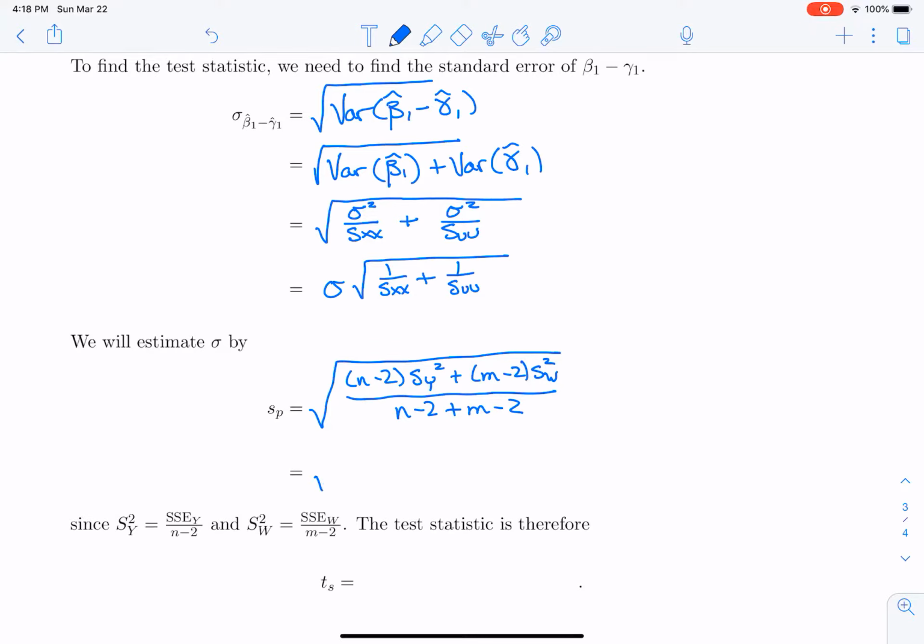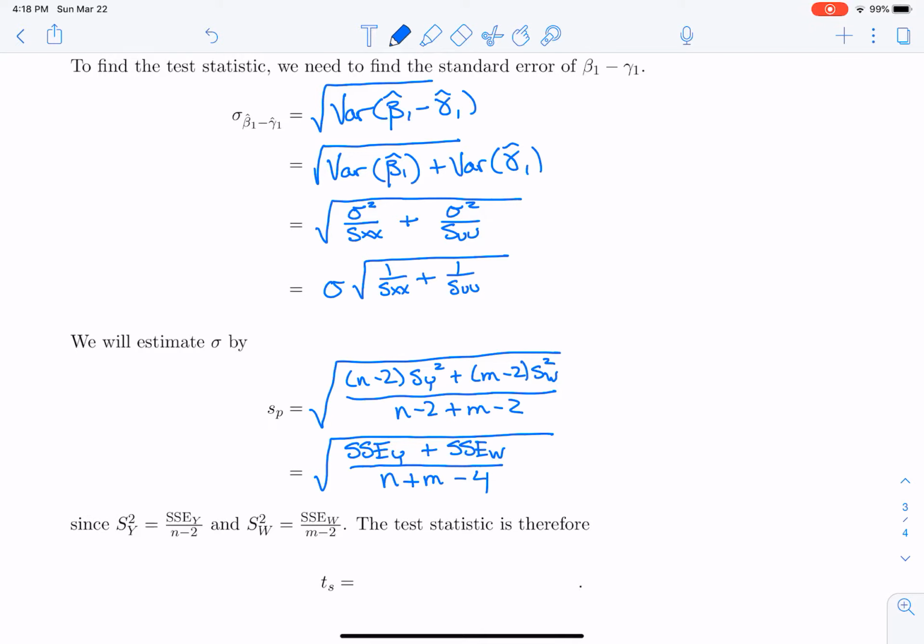So we can look at this and recognize that n minus 2 times s sub y squared is really the sum of the squares of the error for y, and m minus 2 times s sub w squared is the sum of the squares of the error for w. And then we're going to divide that by n plus m minus 4.